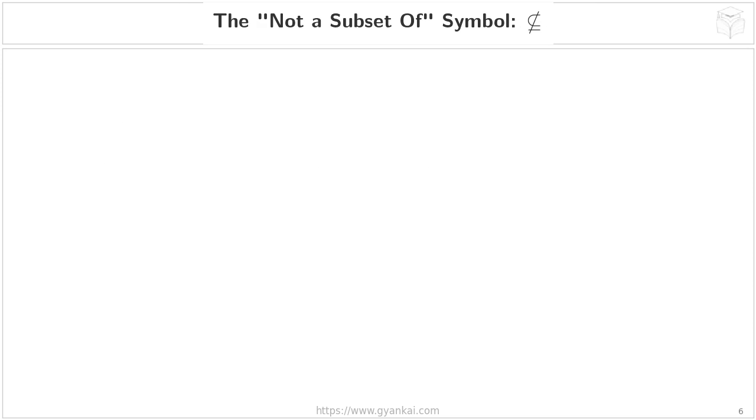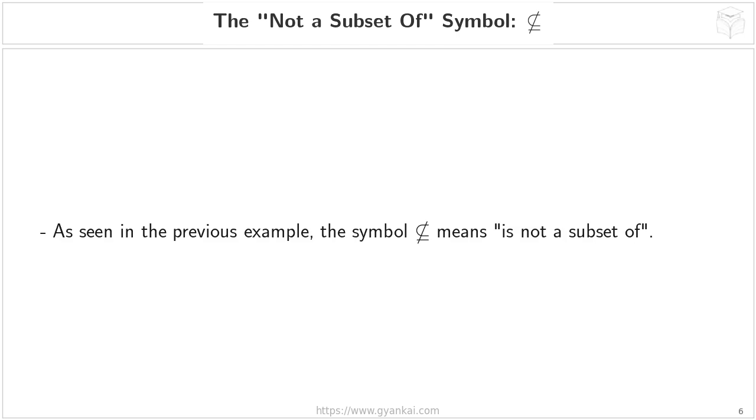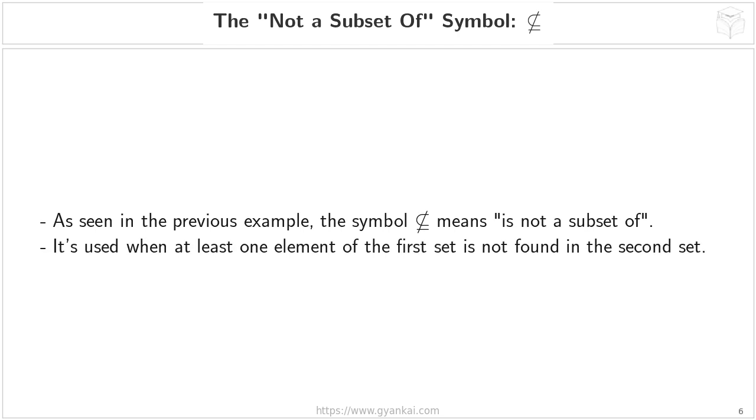The not-a-subset-of symbol. Let's move on to this slide. As we just saw in the previous example with sets A and B containing the numbers 1, 2, and 4, we introduced a new symbol. This symbol is read as is not a subset of. You'll see it written as a subset symbol, but with a line through it. Now, what does this symbol tell us? Well, it's used specifically when we want to indicate that one set is not contained within another.